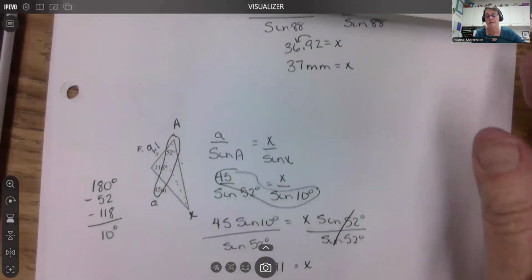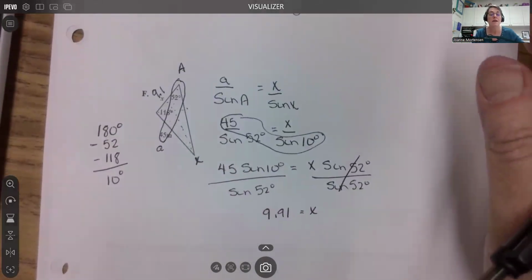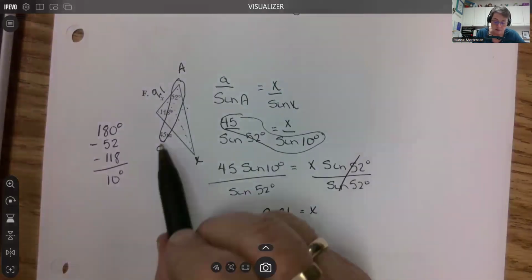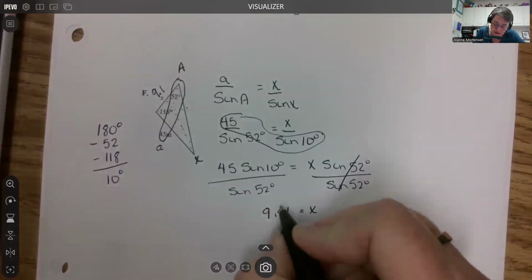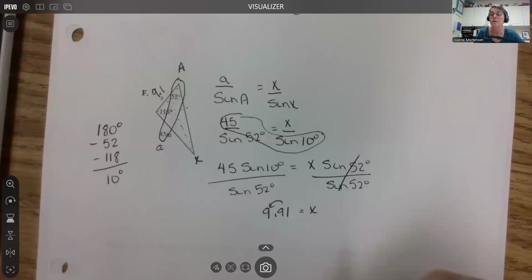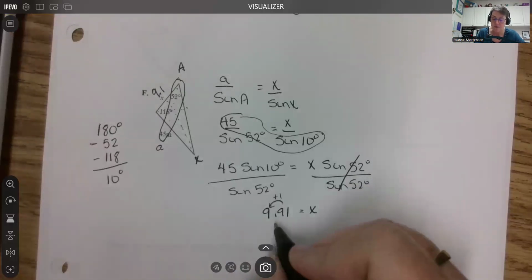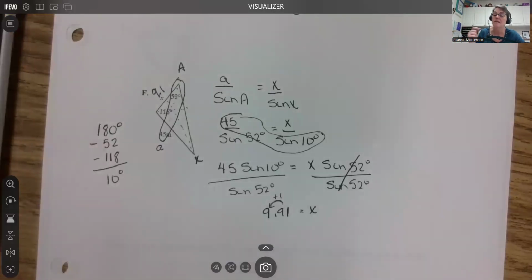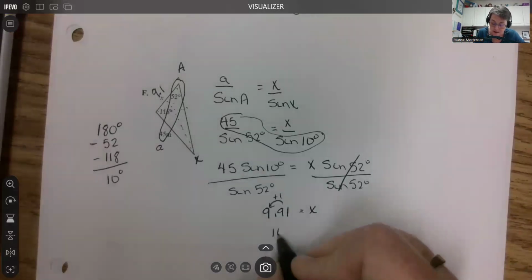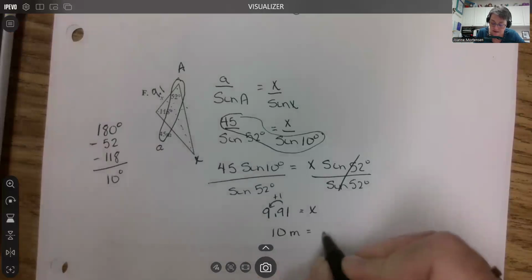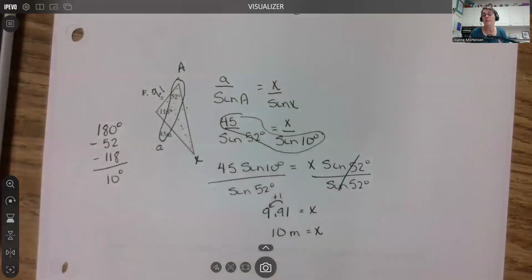Oops. And that was the meters up here. So I'm going to round this to the nearest meter. 9.9. Round it up to the nearest whole number. That's actually going to be 10. And I need my units. And there we go.